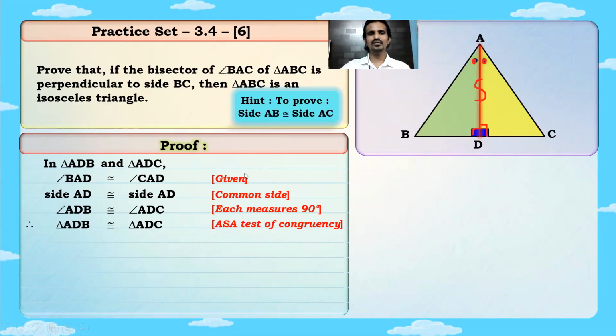All right, so we have triangle ADB congruent to triangle ADC by ASA test of congruency. Write down this, all of you. Triangle ADB congruent to triangle ADC by ASA test of congruency.